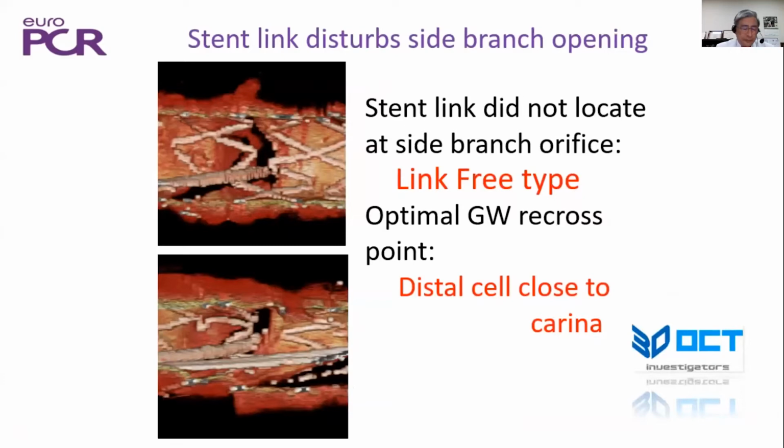Also, we understand the stent link disturbs side branch opening. If the stent link is not located at the side branch orifice, we call it link-free type. The optimal guidewire recrossing point is the distal cell close to the carina.